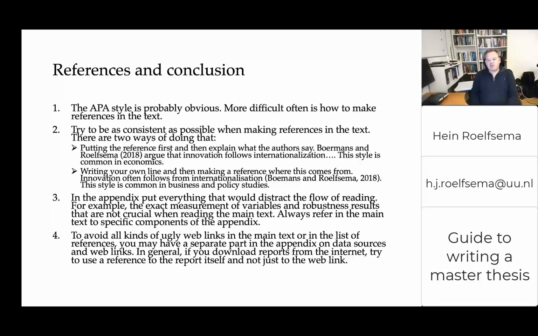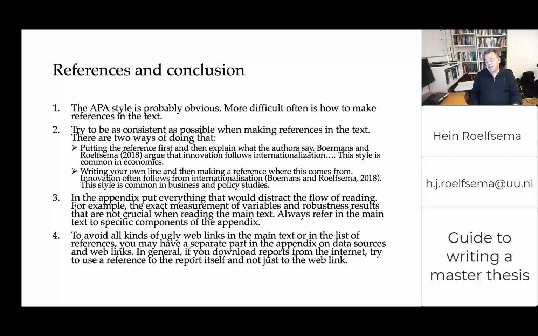The third thing is something about the appendix. In the appendix, you should put things that would distract from the natural flow of reading. For example, the exact measurement of variables would take a lot of main text. So you can say in the main text, this is done in the appendix, always referring to it. And then, for example, some of the robustness results are maybe too detailed. You can refer to them in appendix 1, 2. I do this. So always refer in the main text to specific components.